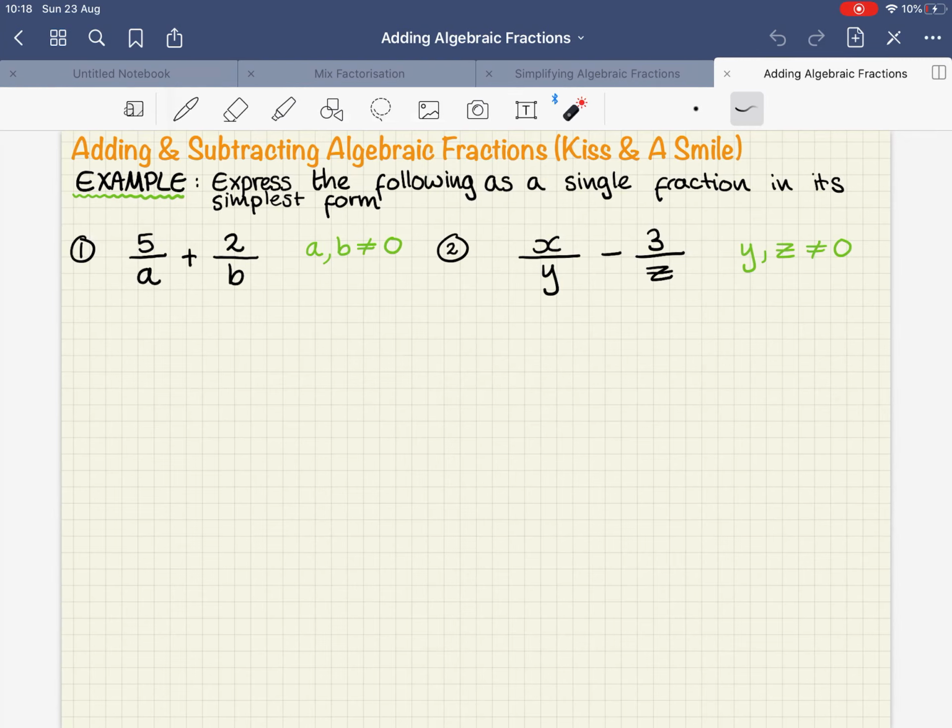Okay, so in this video we are going to be adding and subtracting algebraic fractions. This one in particular is using the kiss and smile method. And so for all of these we are being asked to express the following as a single fraction in its simplest form. With these questions you'll always see these little bits on the side here. And essentially they are just stating that A and B can never be 0 because you can't divide something by 0. And same idea over here, Y and Z can never be 0.